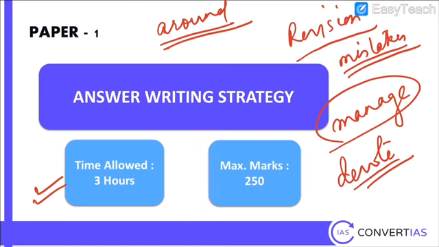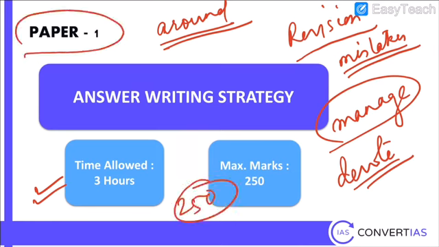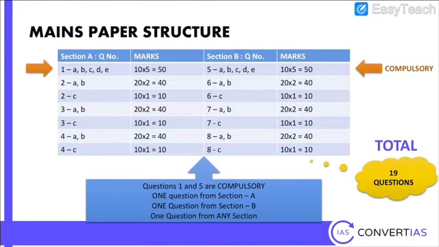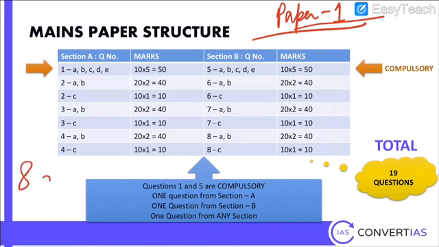The maximum marks of each paper is 250 marks. Now let's see how these marks is distributed. This is the mains paper structure. So here we are talking about paper 1. Now we have 8 questions. Now you do not have to attempt all the 8 questions, but you should keep in mind that question number 1 and question number 5 both are compulsory.